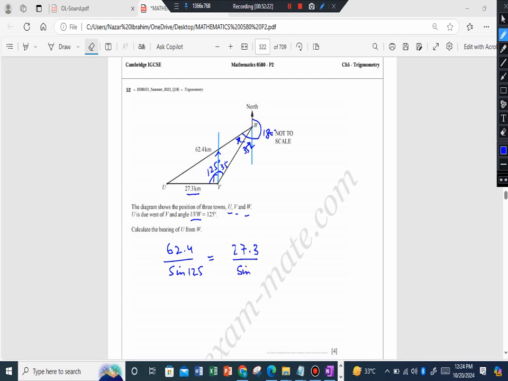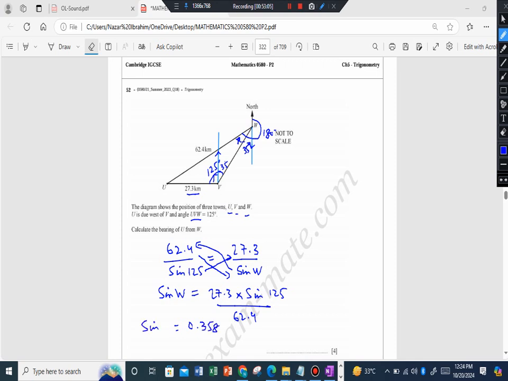For example, sine w. After simplification, sine w will go over here, 62.4 will come over here, and sine 125 will go over here. So it means 27.3 multiplied by sine 125, upon 62.4. Let's put all these values in the calculator: 27.3 multiplied by sine 125 upon 62.4. So 0.358 is the required value.